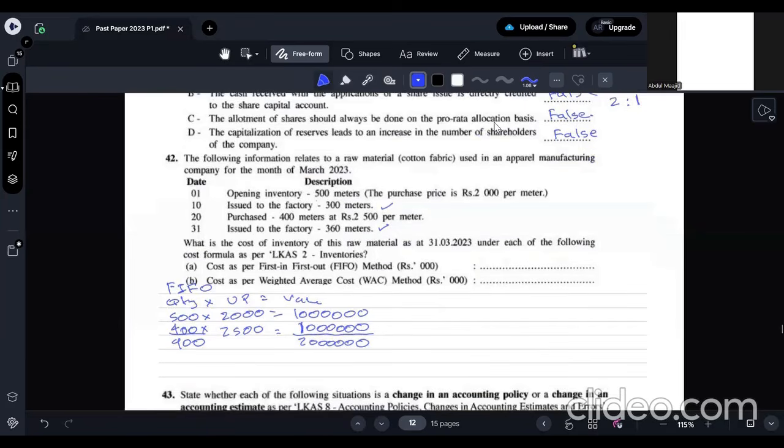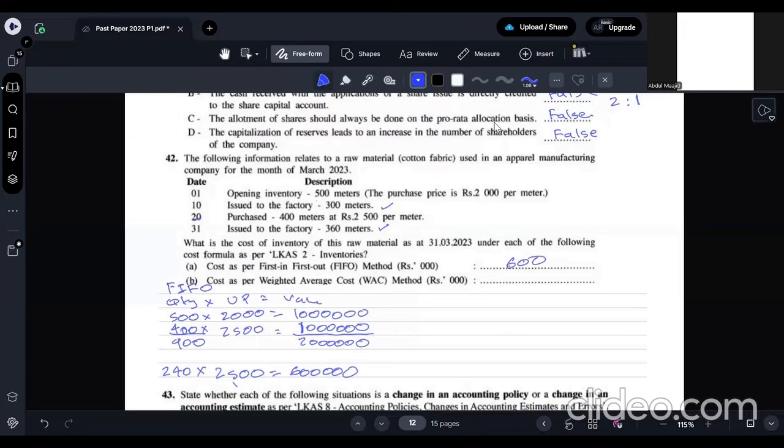So the closing stock will be 240 multiplied by 2500, because this entire 500 will go out, and after that another 160 will go out from here. Then only 240 will be remaining from this stock that you purchased on 20th. So closing stock based on FIFO will be 240 into 2500, that is 600,000. Cost as per FIFO method is 600,000.